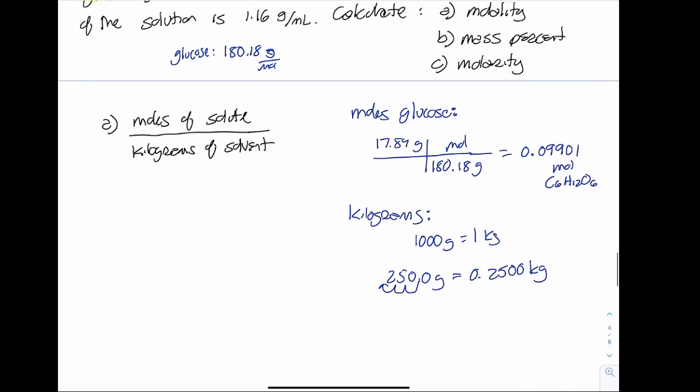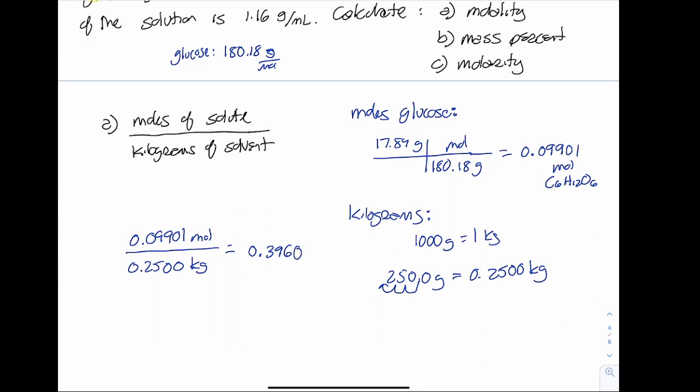So to calculate my molality, I'm going to take my moles of my solute, 0.09901. I'm going to divide it by kilograms of solvent, 0.2500. And I'm grabbing my calculator again. And I got my molality to be 0.3960.